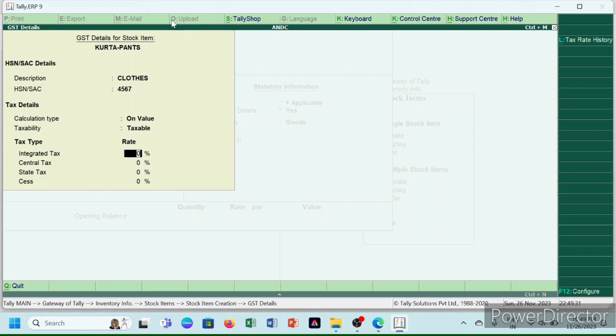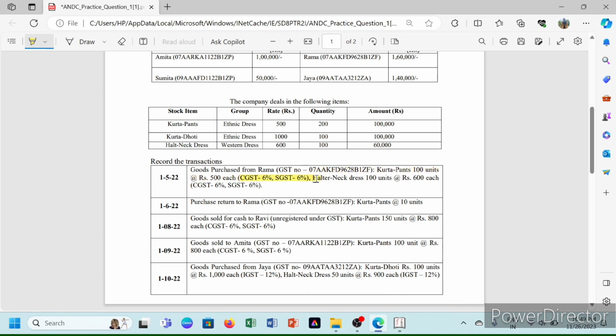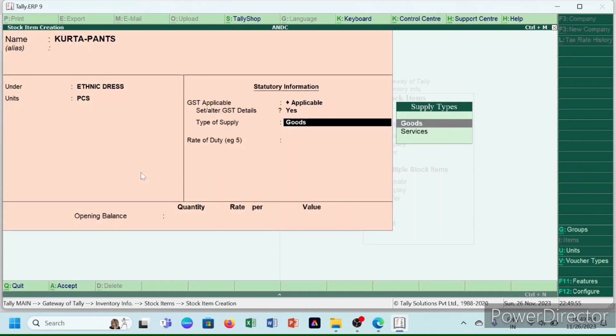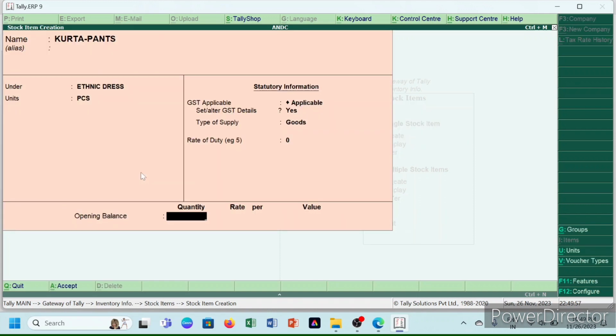The next step. GST it will be 12%. 6% CGST and 6% SGST. Total IGST will be 12%. Here will be just 6% CGST and 6% SGST. Quantity 200, 500 per piece. So this is how you have to do this.